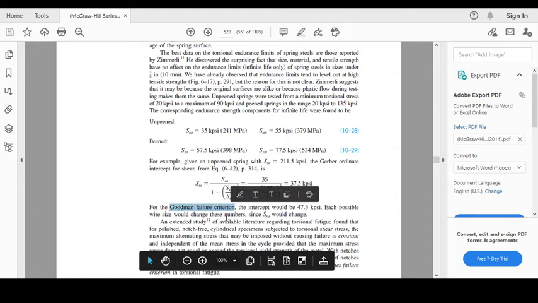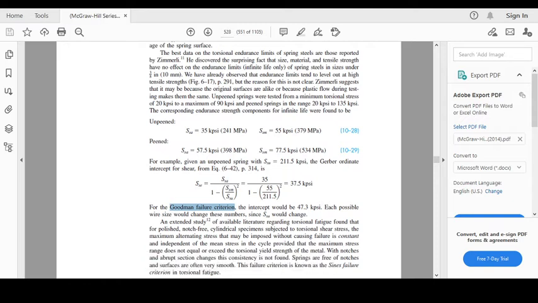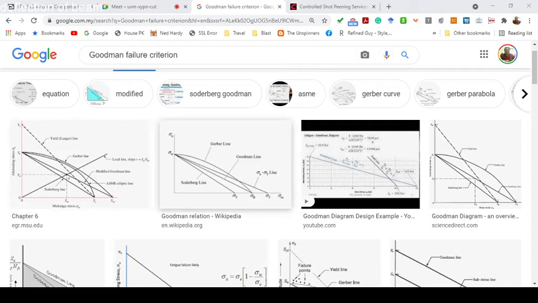For those who forget what the Goodman failure criterion is, it is like this. If you can remember, in the subject shaft, and also in previous subjects, there was a Goodman criterion. It is explained more in this textbook in the shaft topic, about Goodman.